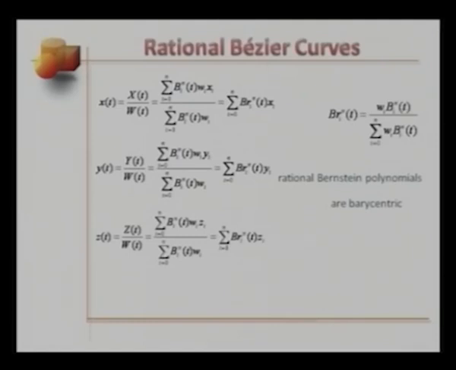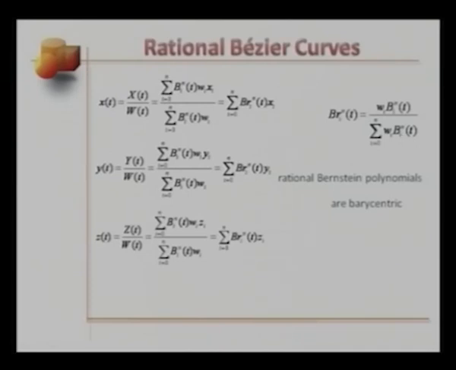Recall again what I mean by barycentric. That these coefficients or weights associated with the Cartesian coordinates, or in general the design points, are all greater than 0 and they sum to 1. These are greater than 0 if we ensure all these weights are positive, and we already know from before that these Bernstein polynomials are greater than 0.